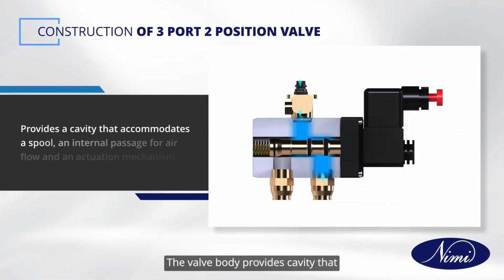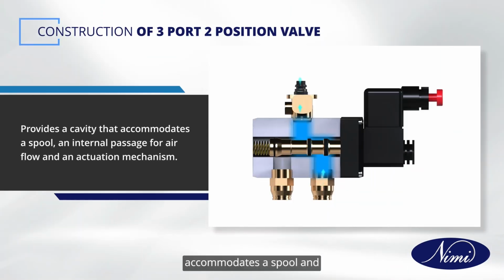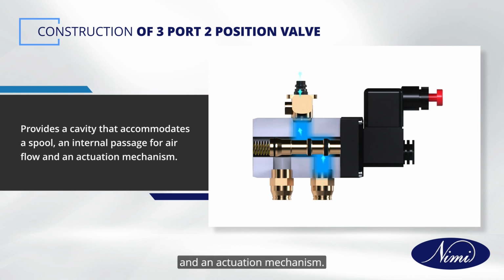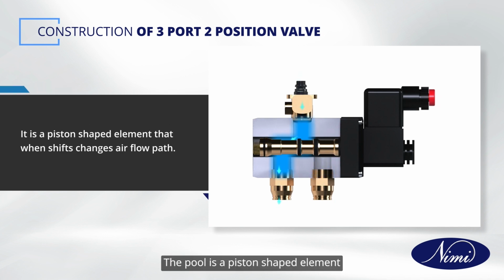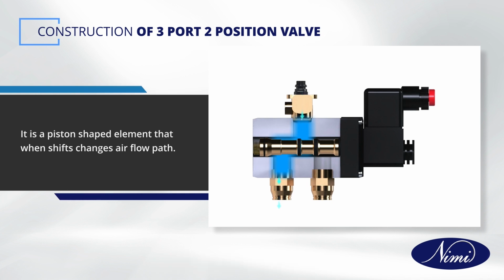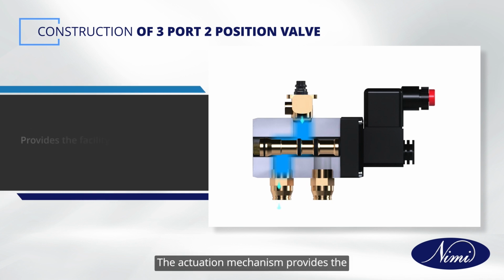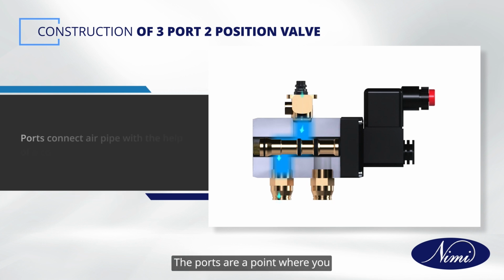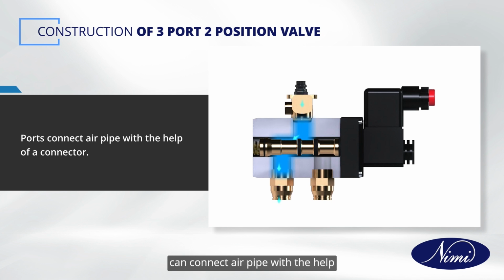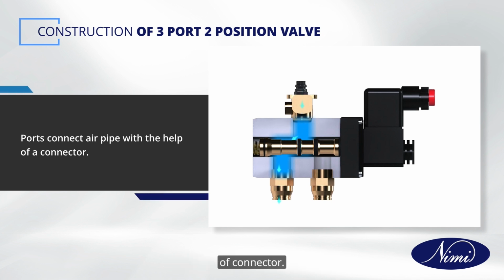The valve body provides cavity that accommodates a spool, an internal passage for airflow and an actuation mechanism. The spool is a piston-shaped element that when shifts changes airflow path. The actuation mechanism provides the facility to shift the spool. The ports are a point where you can connect air pipe with the help of connector.